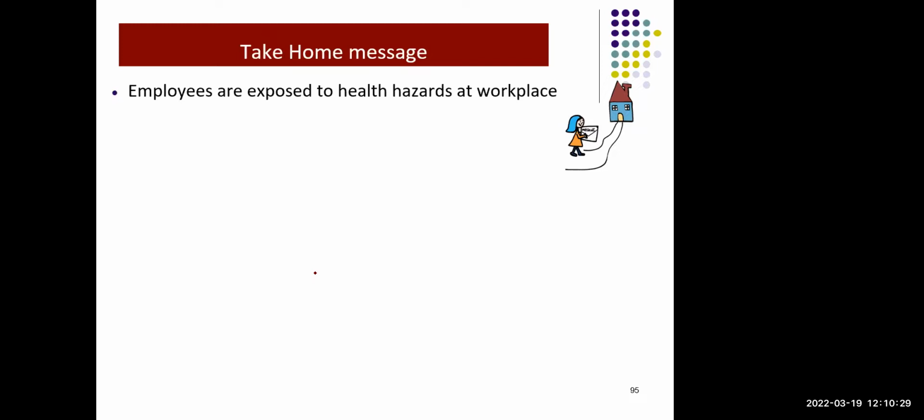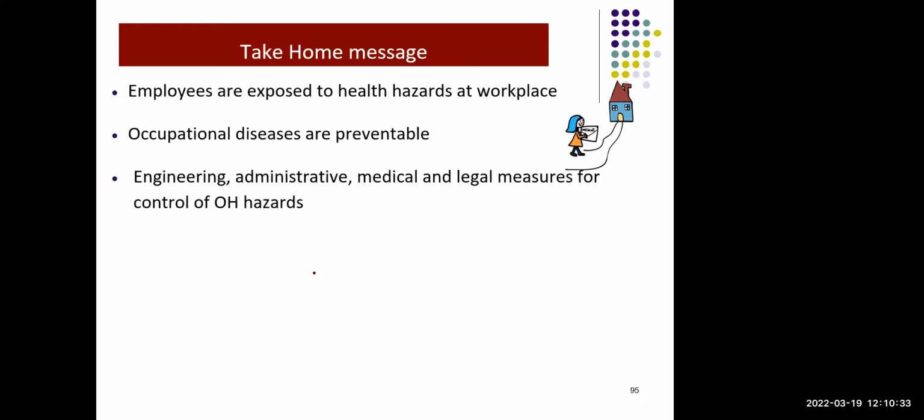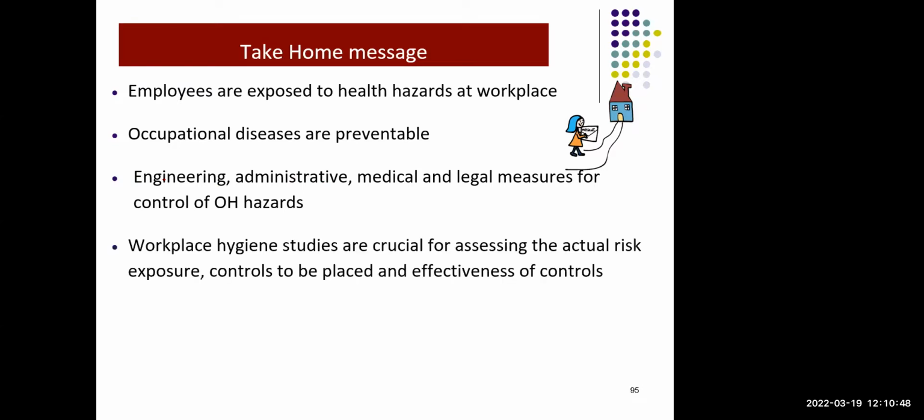Employees are exposed to health hazards at the workplace. Occupational diseases are preventable. Engineering, administrative, medical, and legal measures are for the control of occupational hazards. Of course, in decreasing order of efficiency, engineering controls are the most efficient. Workplace hygiene studies are crucial for assessing the actual risk exposure. Controls should be based on that, and you must check how effective they are.